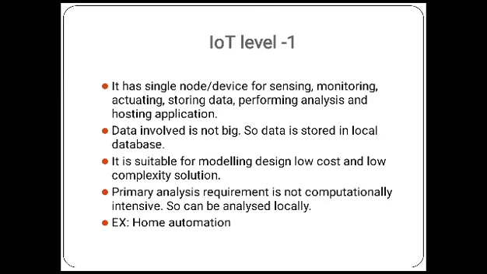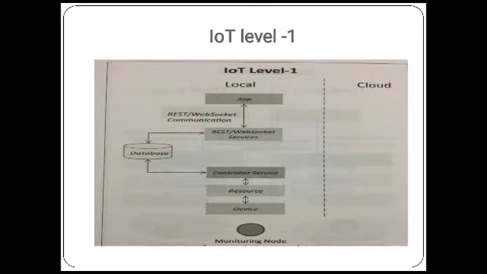IoT level 1. It has a single node or device for sensing, monitoring, actuating, storing data, performing analysis and hosting the application. Data involved is not big, so data is stored in a local database. It is suitable for modeling, design, low cost and low complexity solutions. Primary analysis requirement is not computationally intensive, so it is locally analyzed. Example, home automation. You can see the block diagram of what I explained.